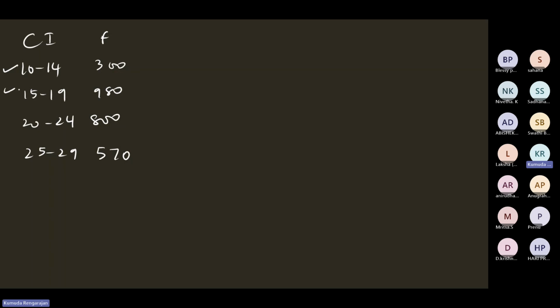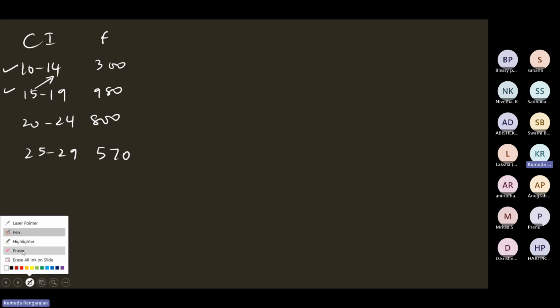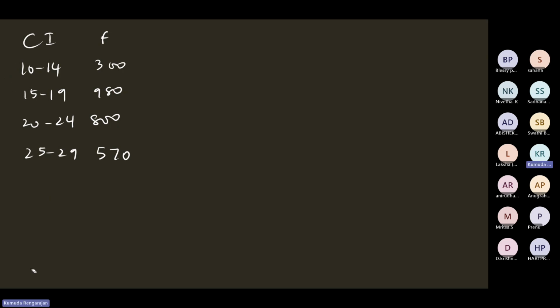Take any two consecutive class intervals and subtract these two values. What is 15 minus 14? 1. And what is 1 by 2? 0.5. You can even take this and this. Subtract 25 minus 24. Or if you take these two, you should do 20 minus 19 or 15 minus 14, like this.